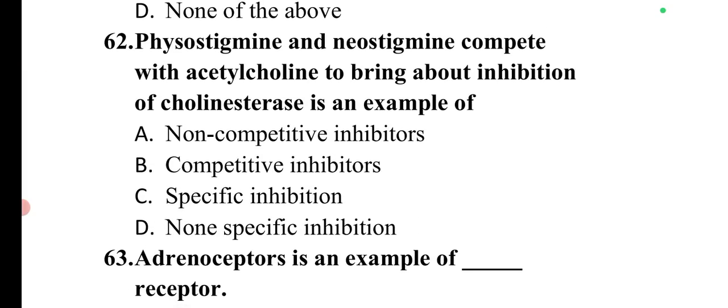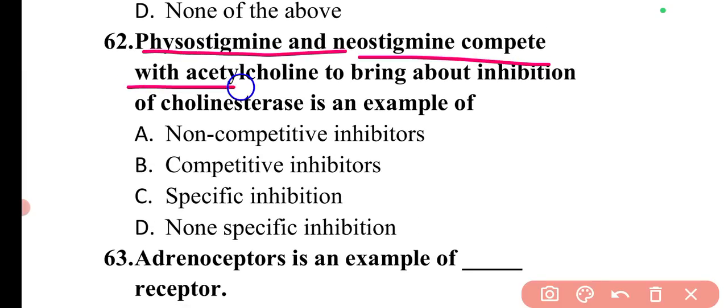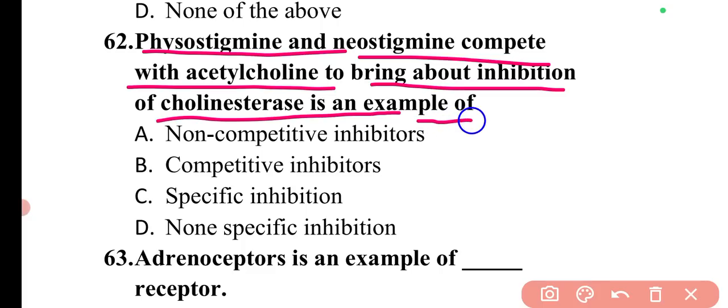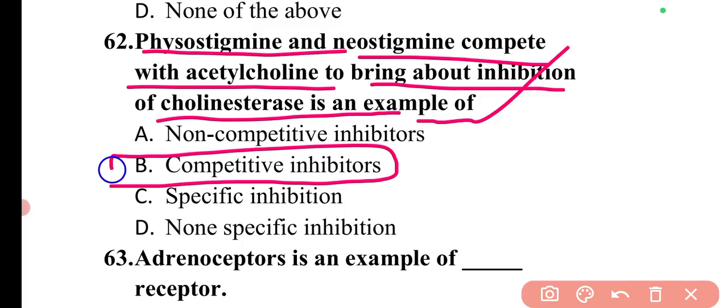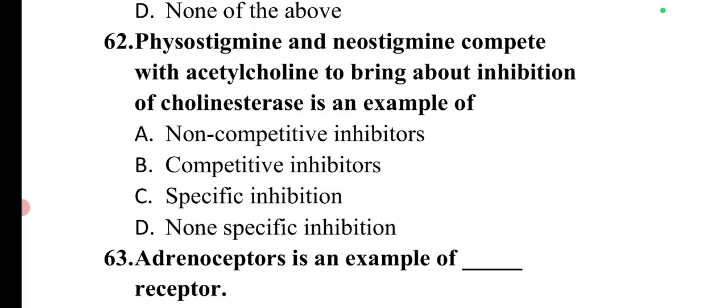Next question is: physostigmine and neostigmine compete with acetylcholine to bring about inhibition of cholinesterase is an example of. Basically, the ones in which the competition is there will be the competitive inhibitors only. So here option A will be the correct answer.